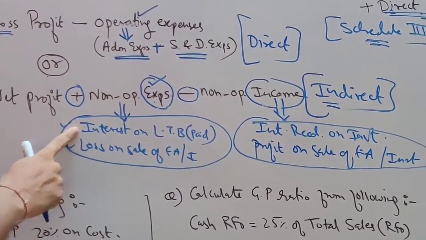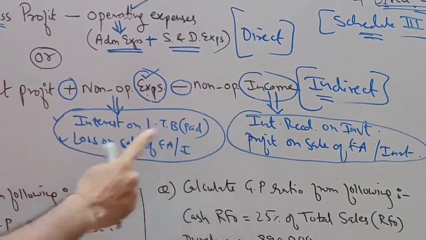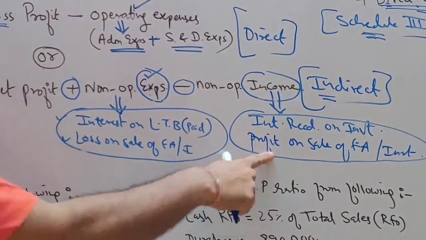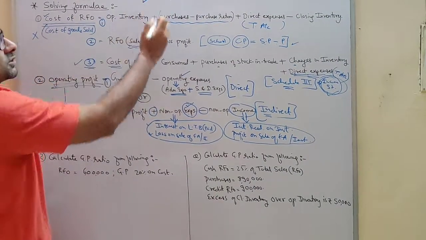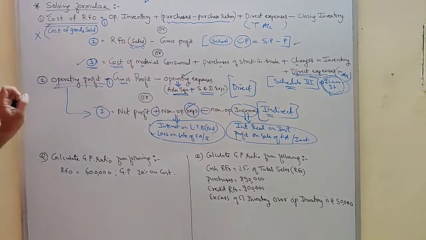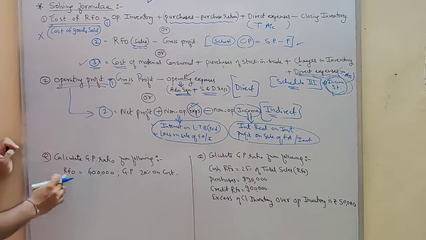Both are opposite. Interest paid, interest received. Loss on sale, profit on sale. Am I clear? So these are the solving formulas which will help you solve profitability ratios. Clear? Let's take one small example here.